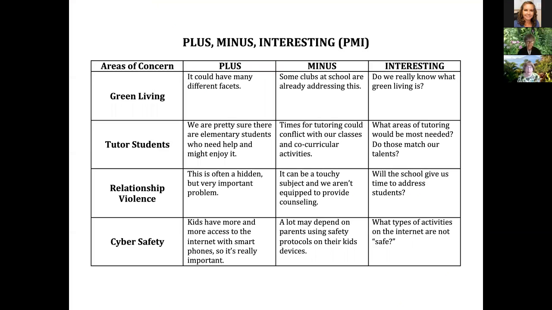Here's an example of what plus, minus, interesting might look like. We imagine that a group of students has come up with 4 possible areas of concern that they might want to address: green living, tutoring students, relationship violence, and cyber safety. So if they go through and think about the pluses, minus, and interesting in each area, that can really help to focus. So let's look at green living.